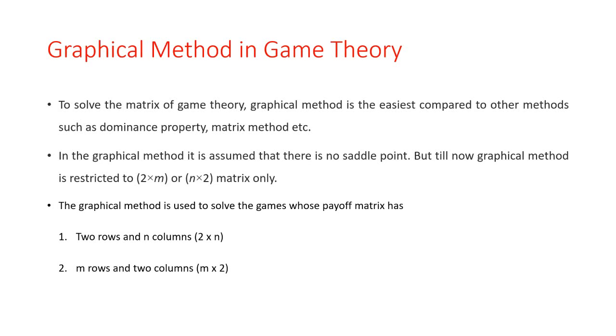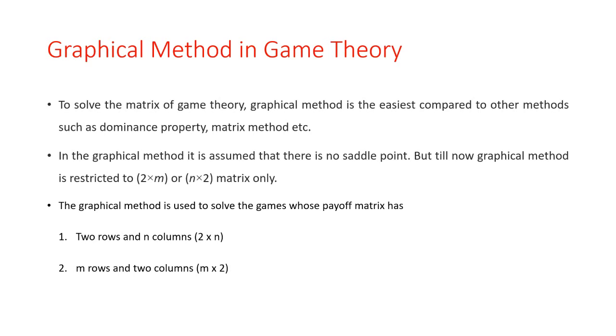In the dominance principle, we require only a 2 by 2 matrix. If we have a 3 by 3 matrix or a 2 by 5 matrix, in that case we have to eliminate particular rows and columns by applying some rules of dominance properties. So, in the graphical method, we can solve the game theory problems. We don't use the dominance rule or the matrix method.